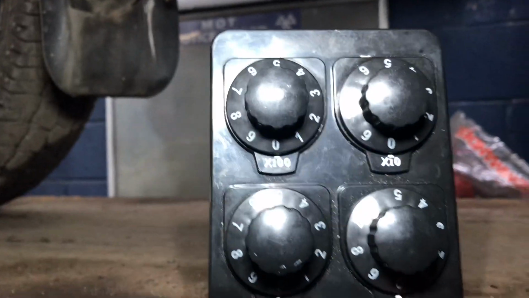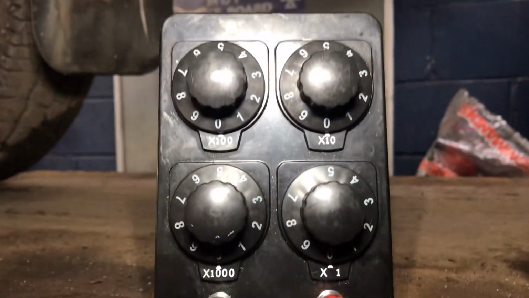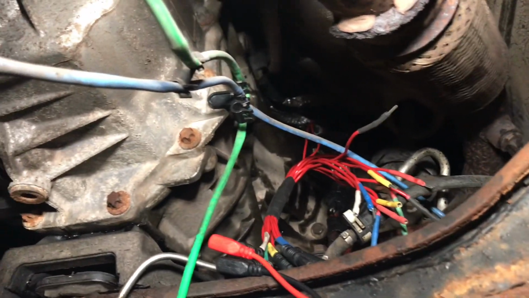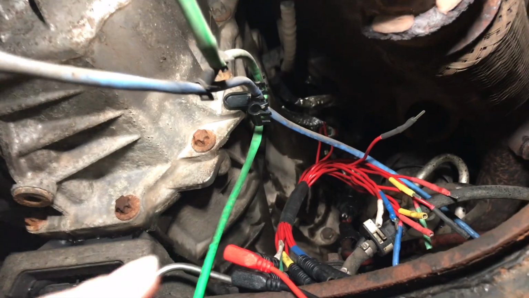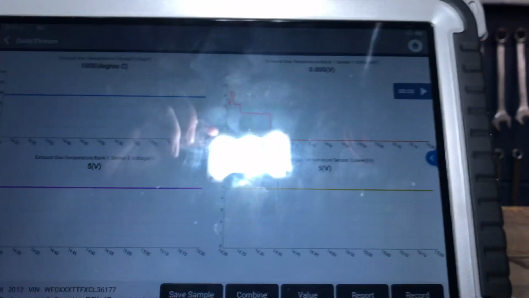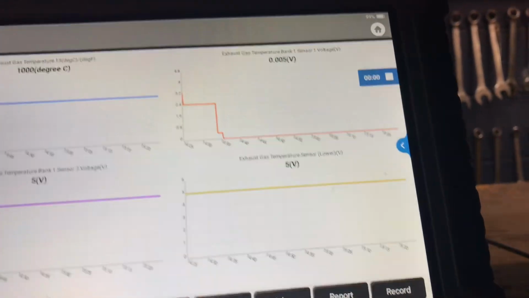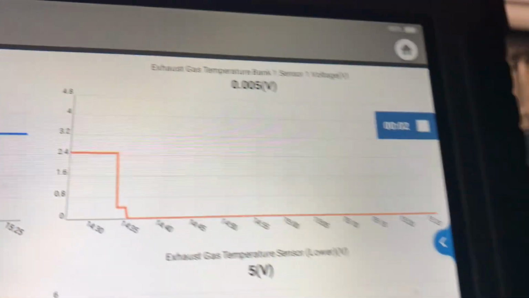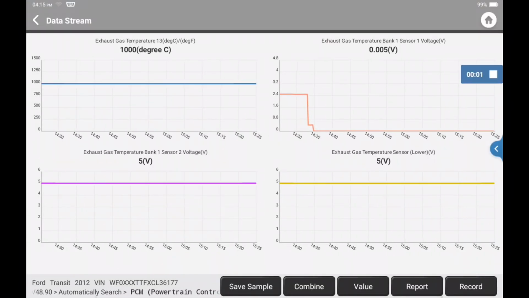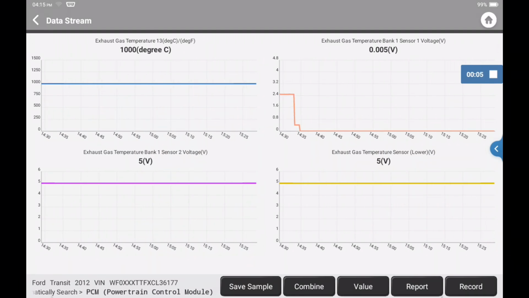Right, there I've got the decade box. You can see them at 0000, so that's like a short circuit. And I've got it going into the number 1 temperature sensor. I hope you can see that up the top there. So you can see it at the scan tool. There we go. So you can see in the scan tool we're down at 0 volts roughly.